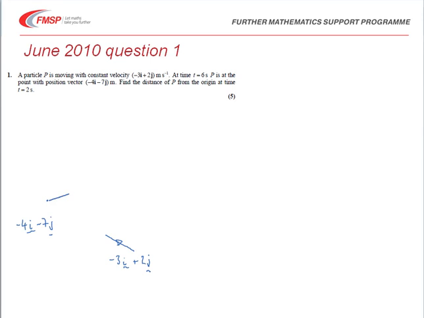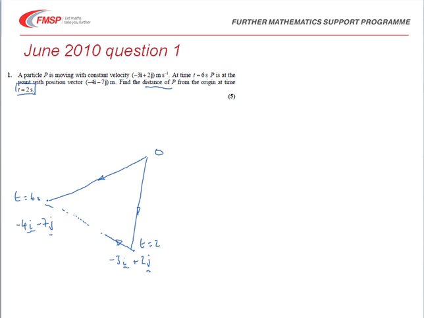Now let's try and illustrate roughly where that is in relation to the origin. We want to know at what point it was at t equals 2 seconds. This is t equal to 6 that we've got here. And then to find the distance of P from the origin. So the first thing to do is to calculate the position that it was at when t was equal to 2, given that it's been moving along in this direction for 4 seconds.